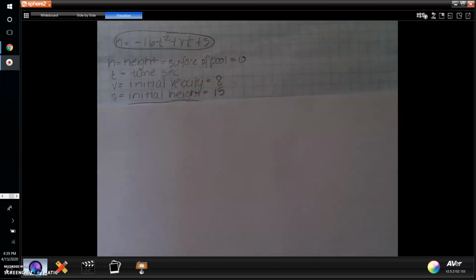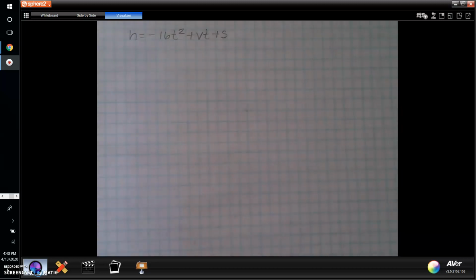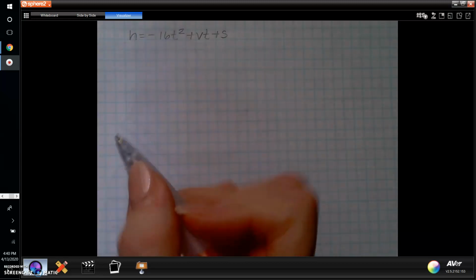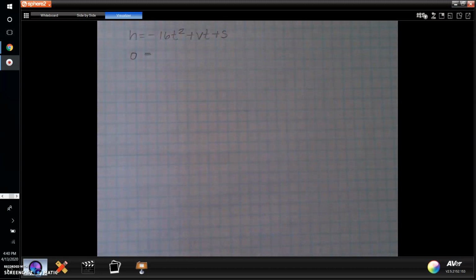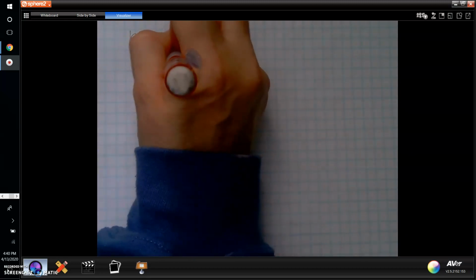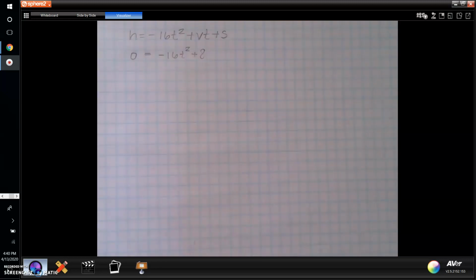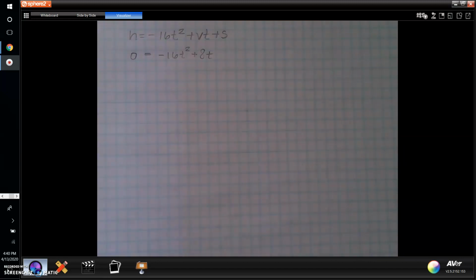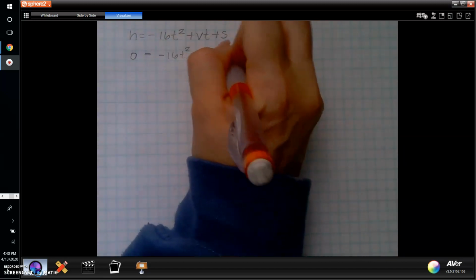Now let's go to the work. All right, here we go. So I'm going to substitute the values they gave me. H is 0, so let's write down 0. Negative 16t squared. We don't know what t is. Plus v, the initial velocity, which is 8. And then t, we don't know, so we just bring that down. And we know that s is 15. All of this was given in the problem.